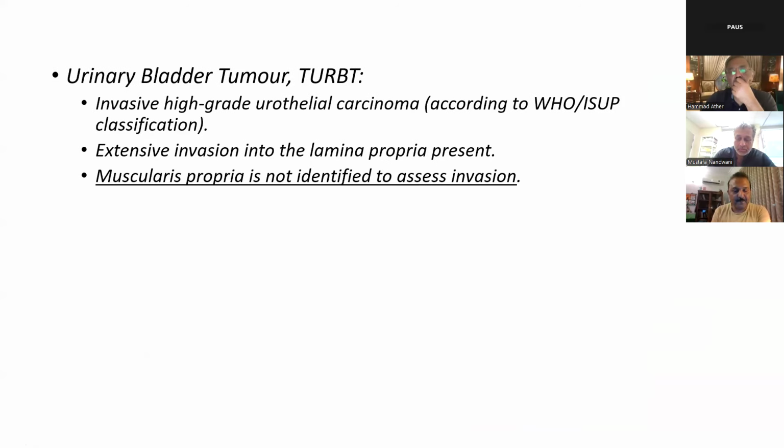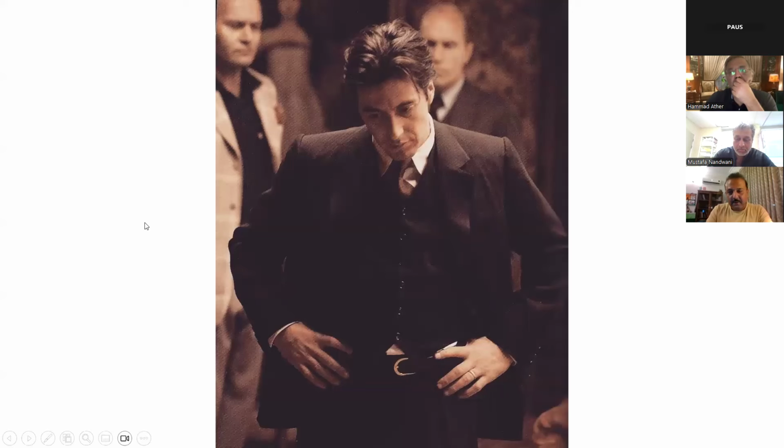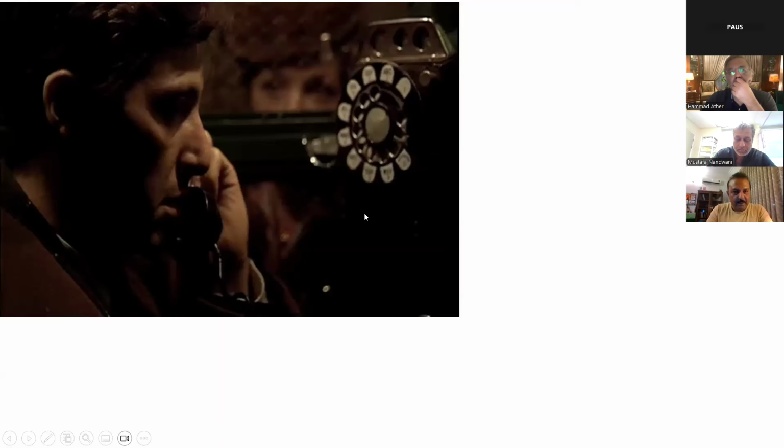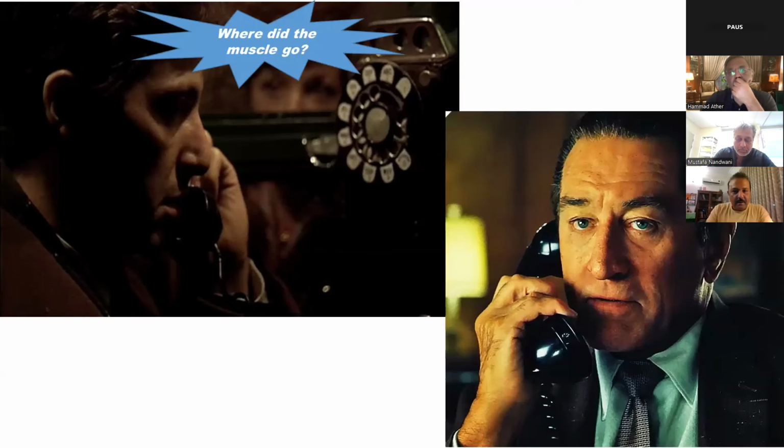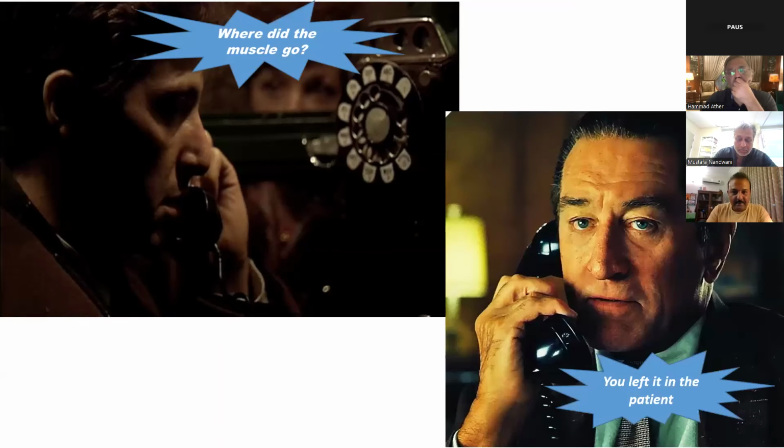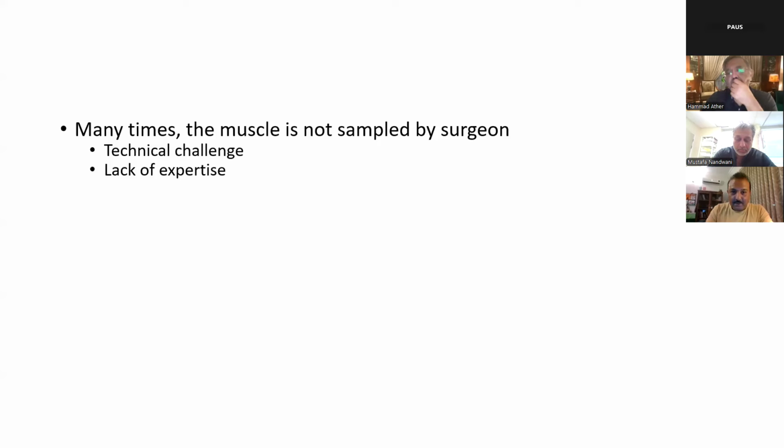Sometimes we have a report like this, which can be a little irritating for the urologist, where the muscle is not identified to assess invasion. It happens uncommonly in our in-house cases, but in our pathology lab, most of the workload comes from outside. So these kinds of reports can cause a lot of unhappiness in the urology camp. And we do get calls from the urologists outside, mostly, inquiring about the whereabouts of the muscle, and we have to tell them when that's left in the patient, because this is the actual reason.